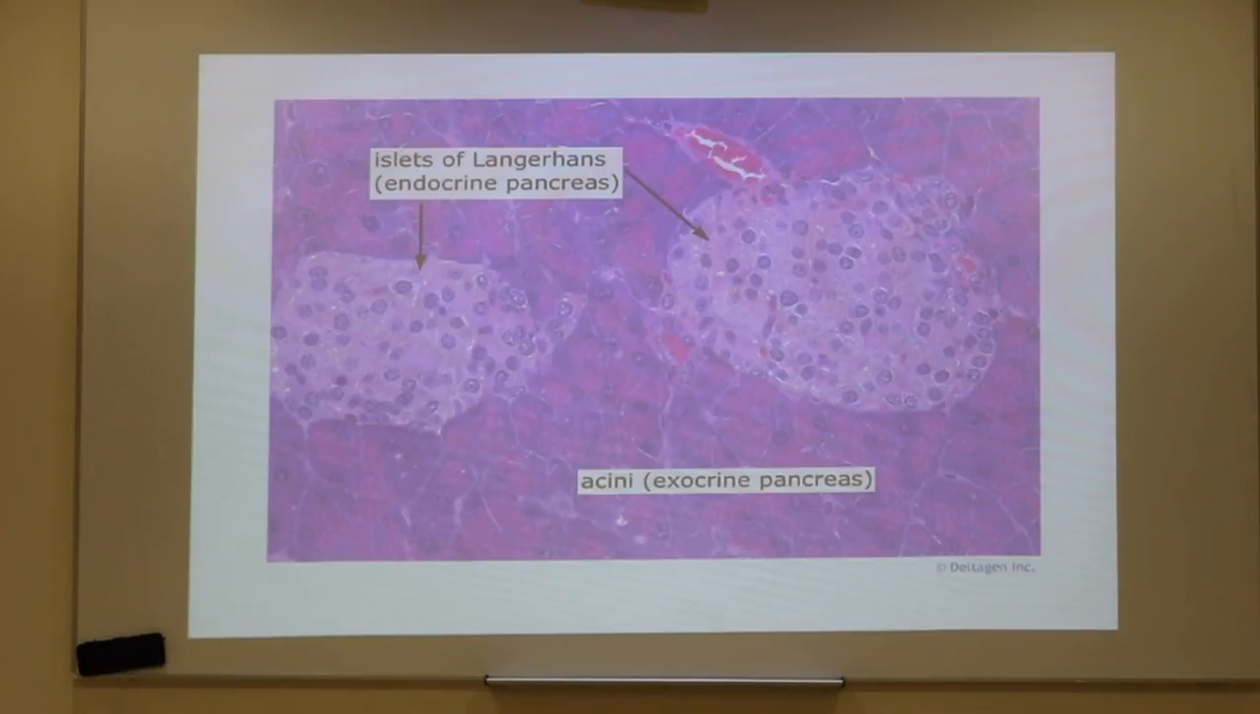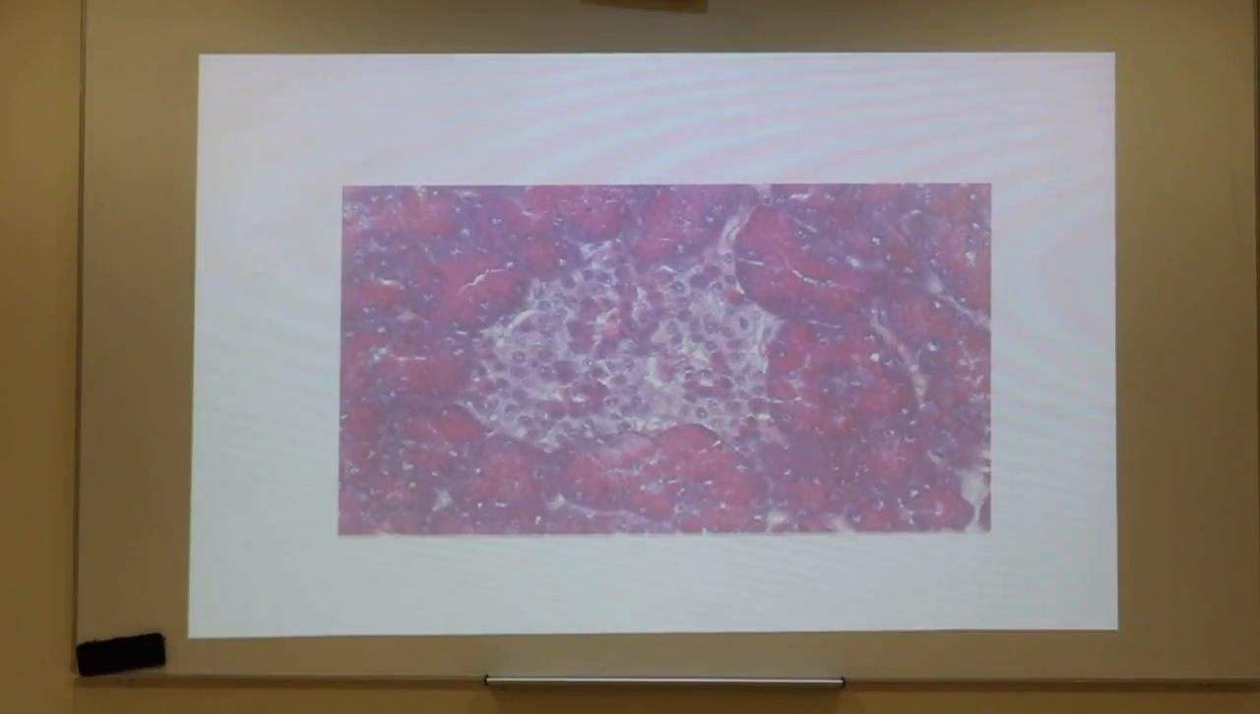Now on hematoxylin eosin staining, within the islets of Langerhans, you cannot differentiate the alpha cells, the beta cells, the delta cells. You would only see clusters of cells. So you are unable to differentiate alpha, beta, and delta cells on hematoxylin eosin staining. So you need a specialized type of staining to identify these types of cells.